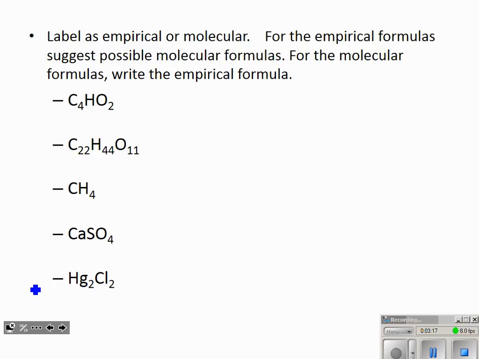Oh, I'm sorry, I didn't realize there was some practice on this. So we can see here that this C4HO2 is an empirical formula. Because we have this subscript of 1 on the hydrogen, this cannot be reduced any further. So this is an empirical formula.